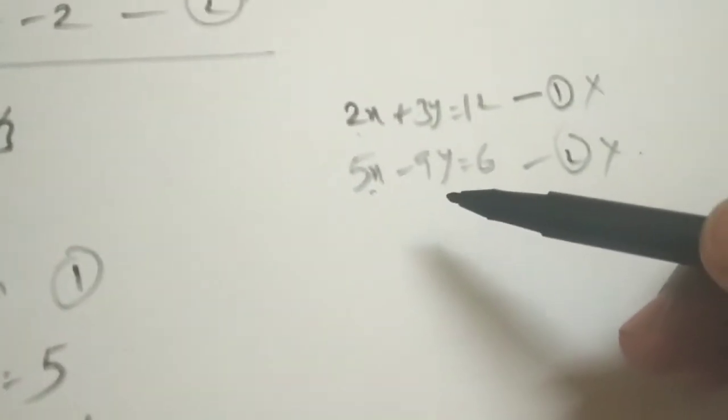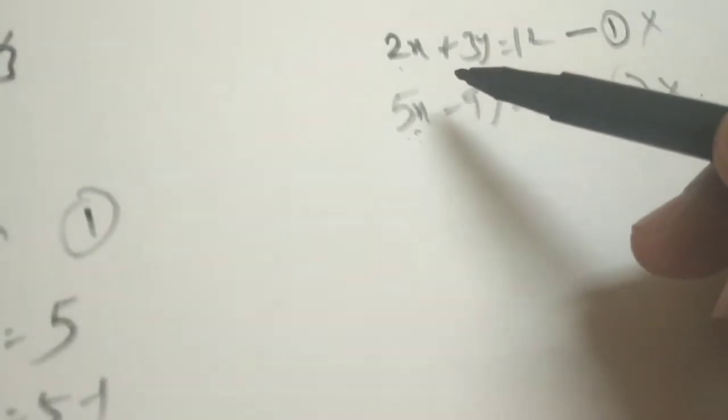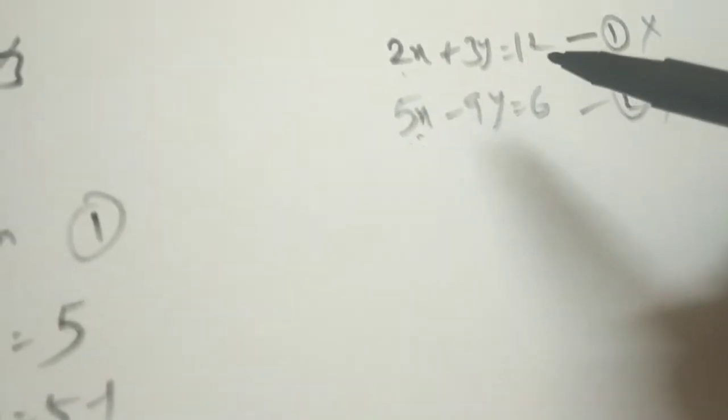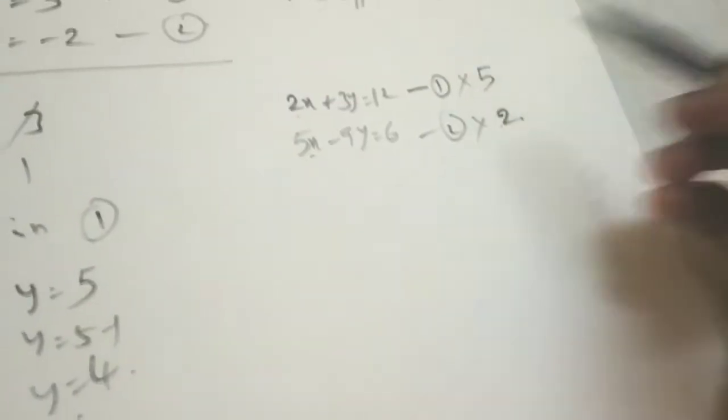We can follow either x being cancelled or y being cancelled. By that, you have to choose either x or y. Here I am going to take the x coefficients and make them equal. So this 2 has to be multiplied with the second equation, and for this, 5 is there, no, that 5 has to be multiplied with the first equation here, into 5.